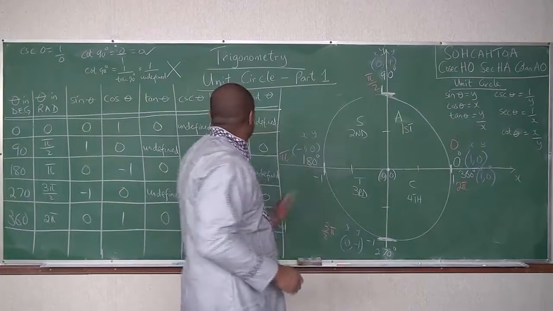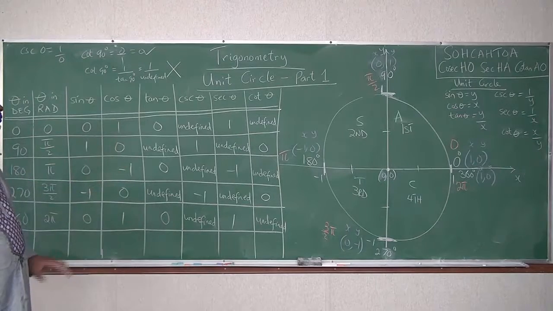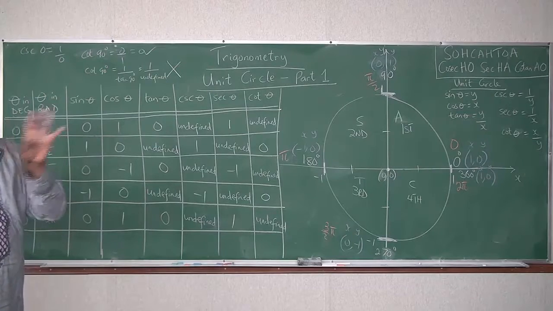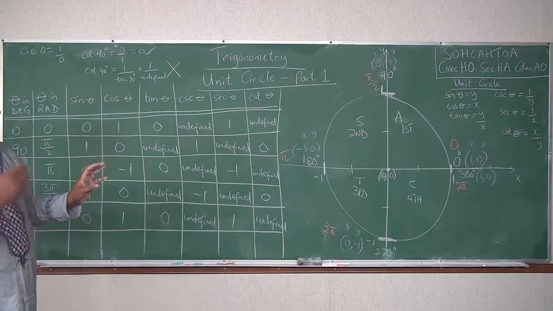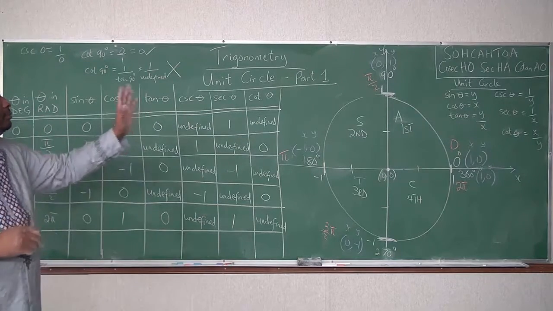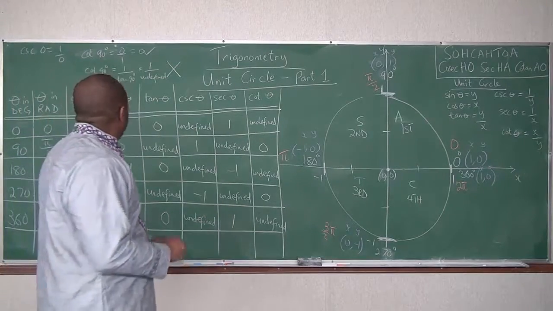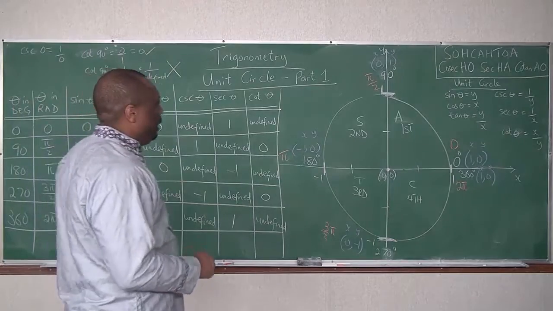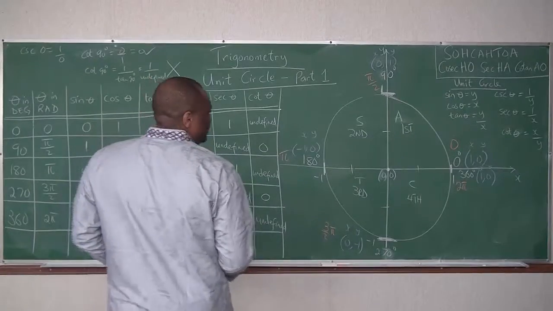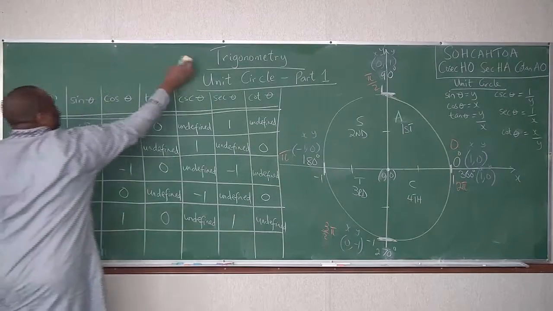Now, we have found the trig functions of the quadrantal angles. We are now going to find that of the first quadrant, 30, 45, 60. Then we can continue with the rest in part 2. Okay, folks, I will need to erase this. Let me erase this first and try to use this here.